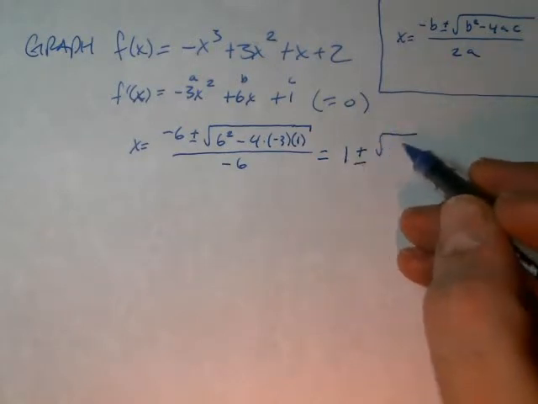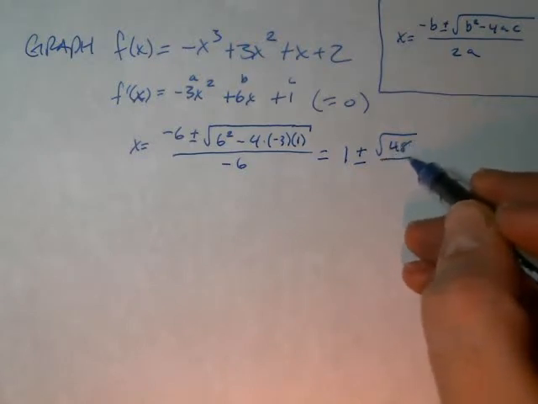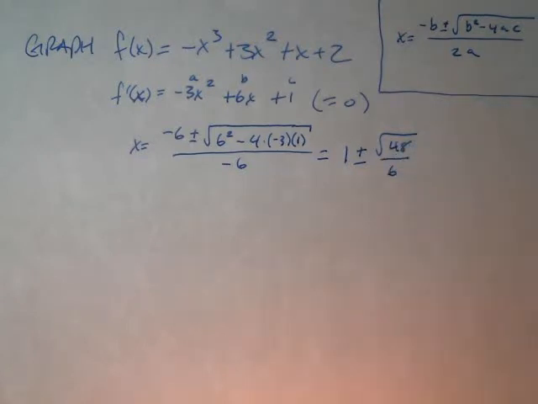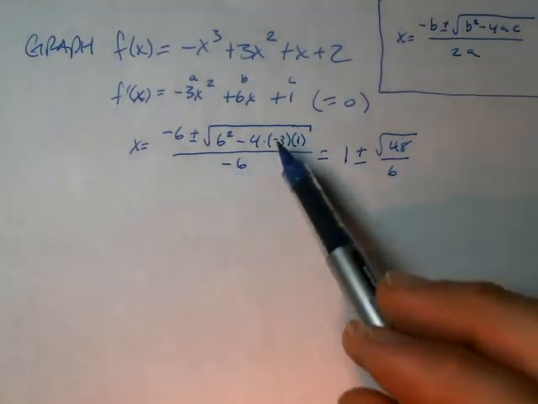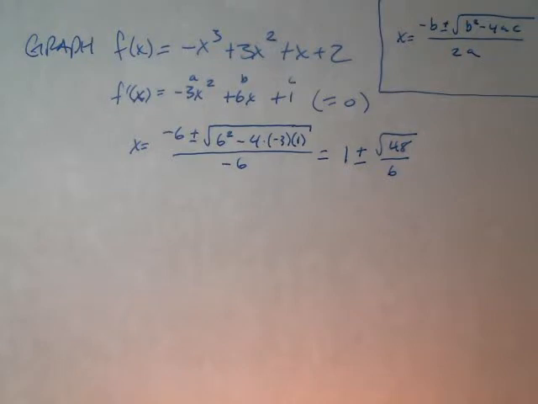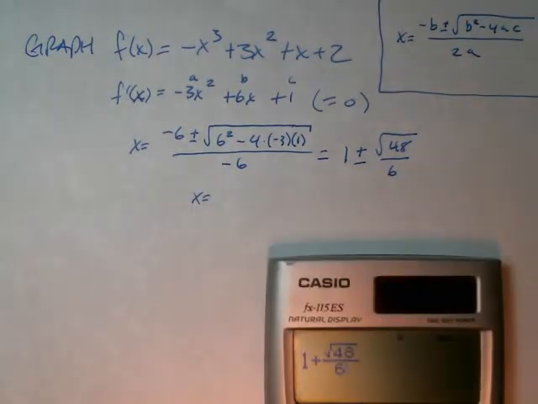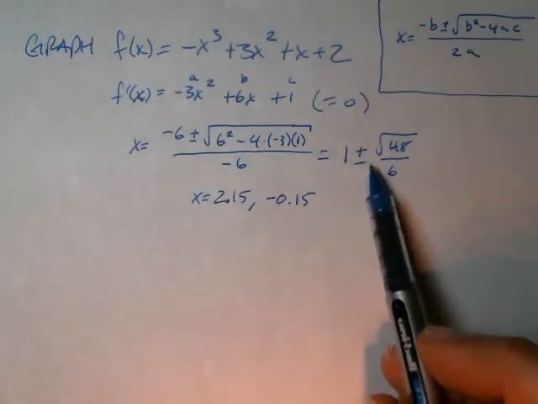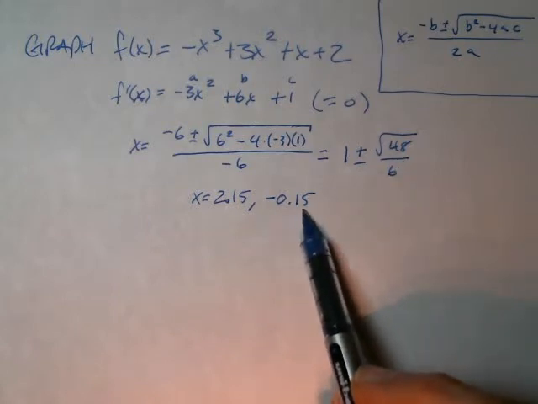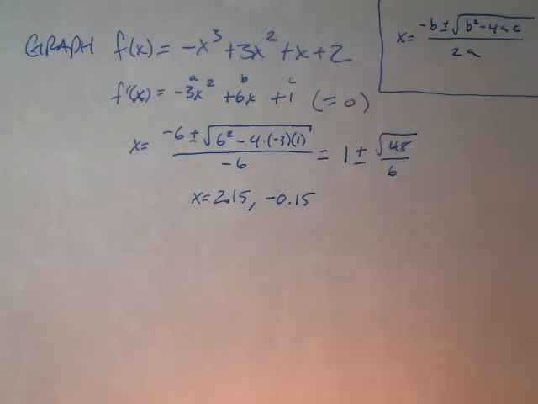This comes out to be 1 plus or minus root 48 over 6. If you can't do this simplification quickly, then maybe you just plug this whole thing straight into your calculator to get the decimal approximation. I get that the positive version has a decimal approximation of 2.15. The negative one, 1 minus root 48 over 6, has a decimal approximation of minus 0.15.